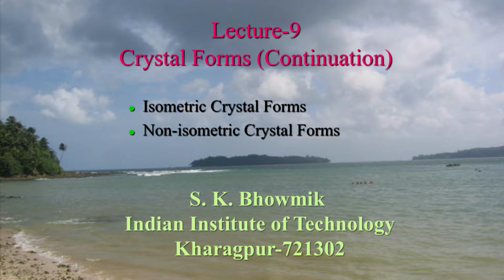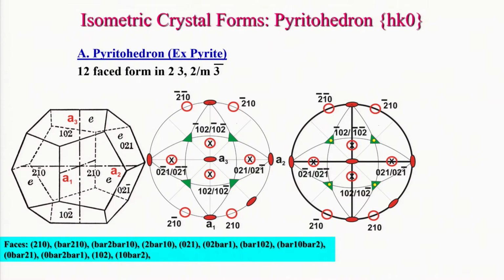So, essentially the crystal systems belonging to triclinic, monoclinic, orthorhombic, tetragonal, trigonal and hexagonal crystal systems. Okay, so let us have a look at the next isometric crystal form, and the form symbol here is HK0, where H is not equal to K. Let us discuss this particular crystal form in terms of a representative crystal face, which is 210 here.